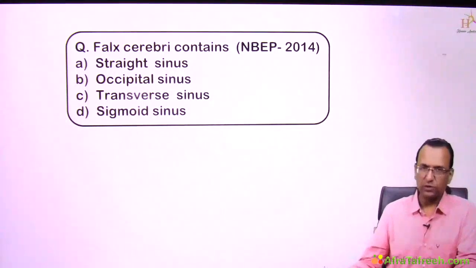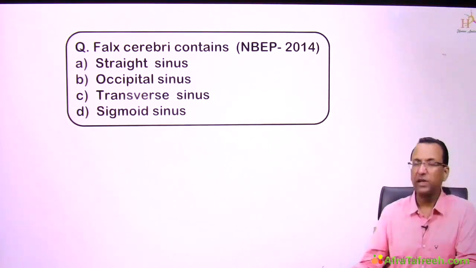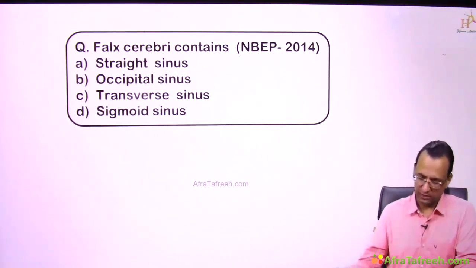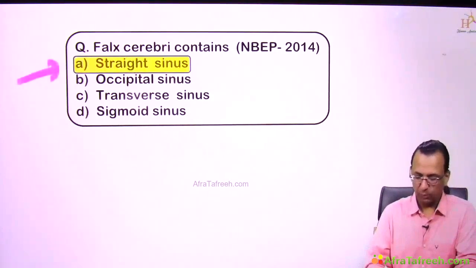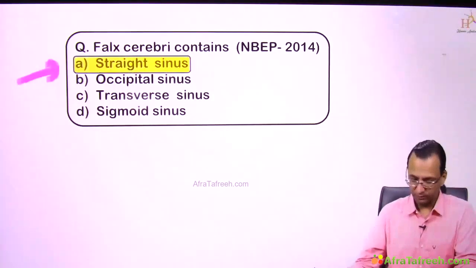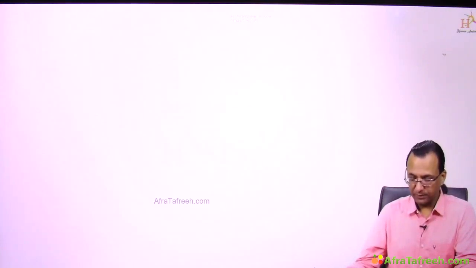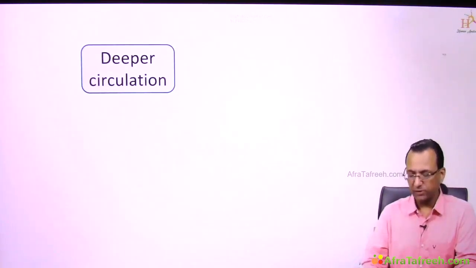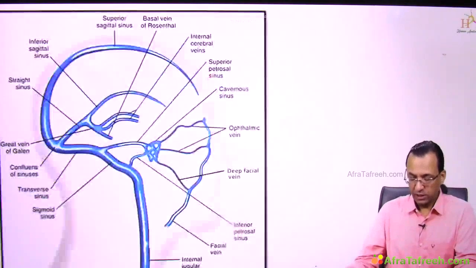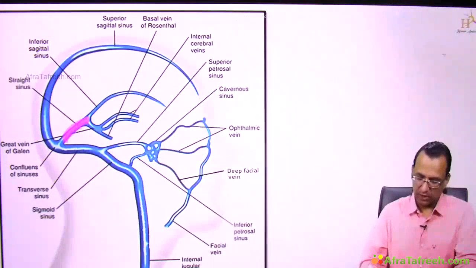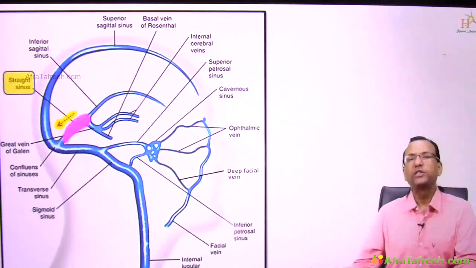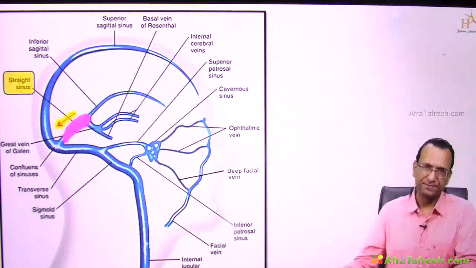But the answer for this question was falx cerebri. Three sinuses. Yeah, but the answer here is the straight sinus. Along with that, you have the superior and inferior sagittal sinus also. The straight sinus is at the base. Now we are going to look at the cavernous sinus in detail. The deeper circulation was actually the straight sinus. We already have discussed the straight sinus, but now we have to move on to the superficial circulation, which is the cavernous sinus. Let's do that.